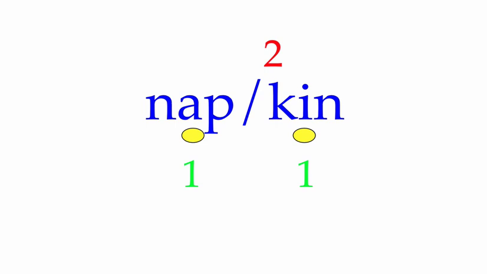Napkin. Row 5. Vendor. The vendor displayed his wares. Vendor. First syllable ven, 3 sounds. V, e, n. Door, 2 sounds. D, or. Vendor. Mark the word.